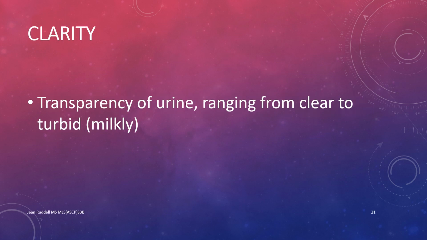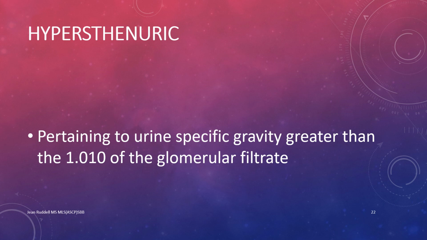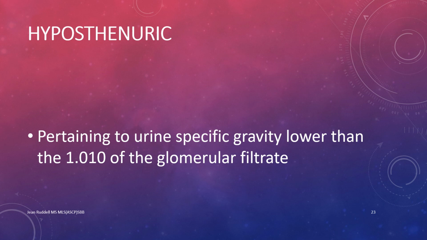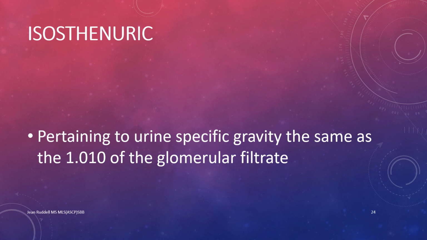Definitions and terms. Clarity, the transparency of urine ranging from clear to turbid or milky. Hypersthenuric, pertaining to urine-specific gravity greater than 1.010 of the glomerular filtrate. Hyposthenuric, pertaining to urine-specific gravity lower than 1.010 of the glomerular filtrate. Isosthenuric, pertaining to urine-specific gravity the same as 1.010 of the glomerular filtrate.